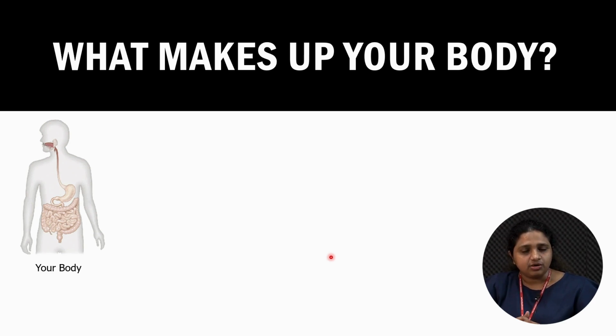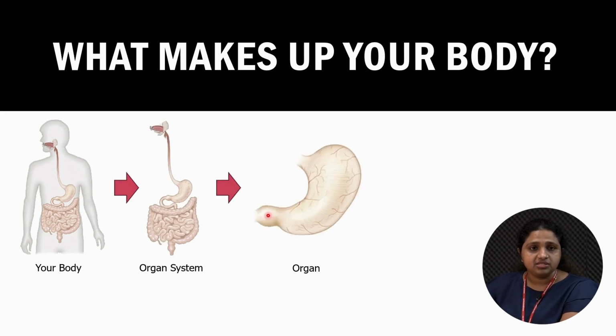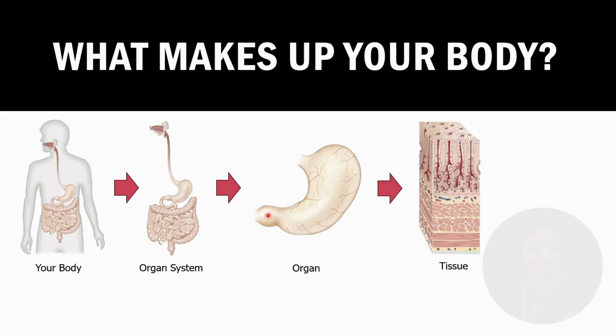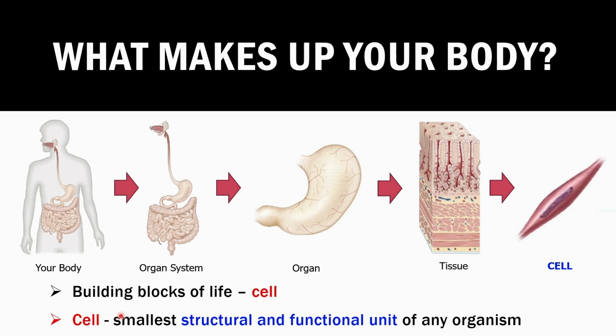So if we break it down, we know our body is comprised of many organ systems. And these organs are made up of different tissues, and at the most fundamental level there are cells. So the cell is the basic building block of life. It's the smallest structural and functional unit of any organism.